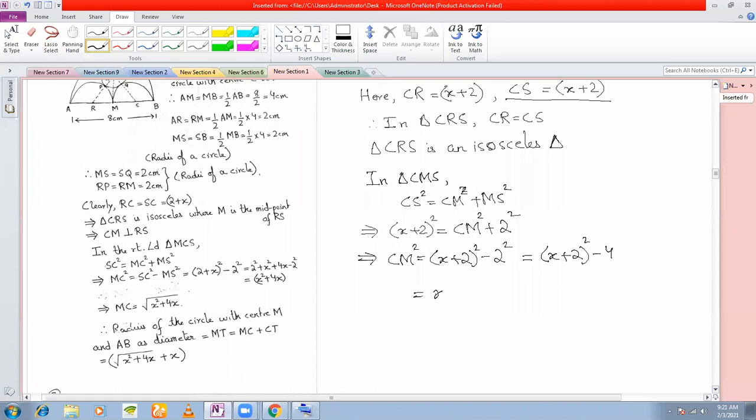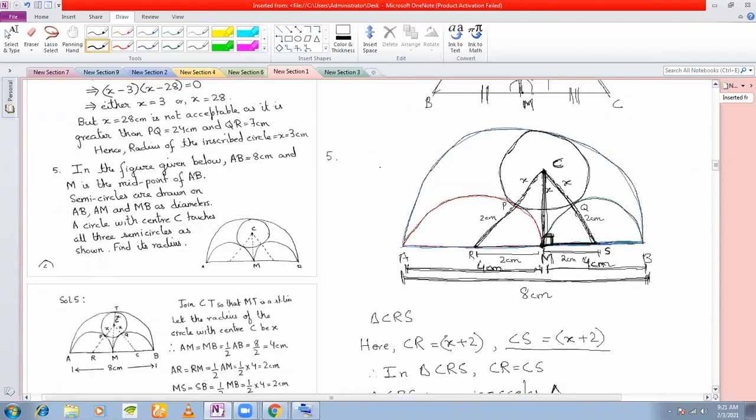Can expand this also: x square plus 4x plus 4 minus 4. So this cancels. You simply get x square plus 4x. Therefore, what is CM? The length of CM is root over of x square plus 4x. So we have managed to find out this length here, CM.